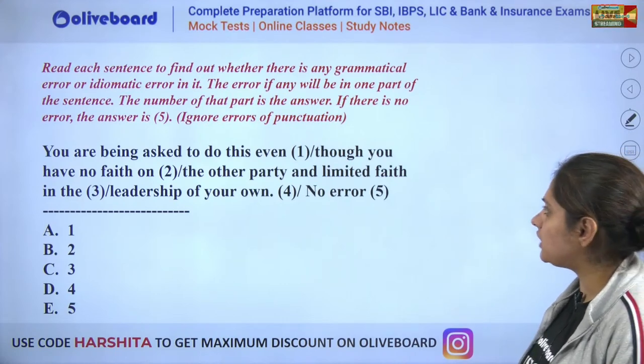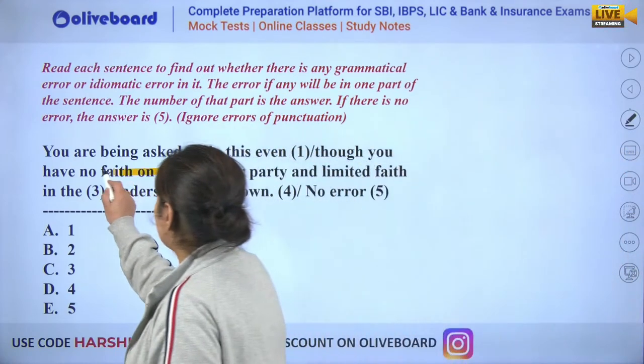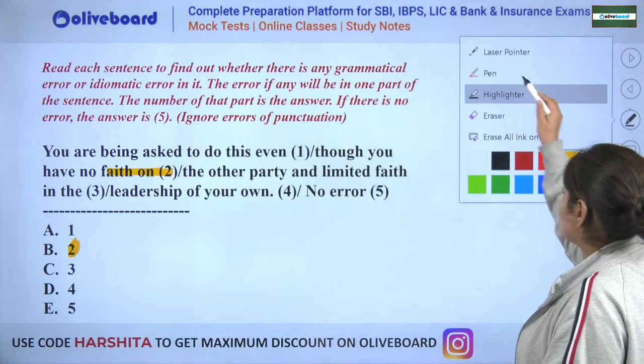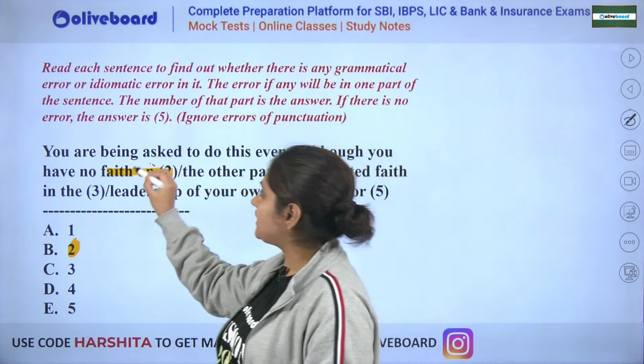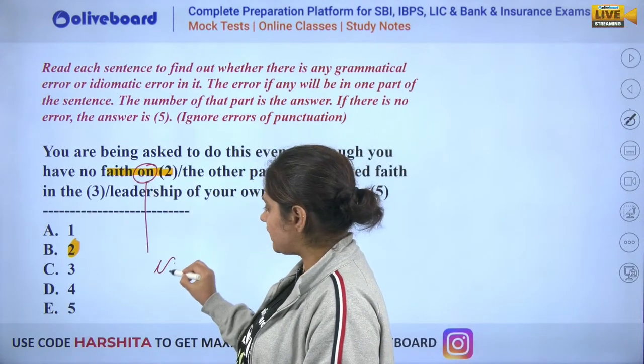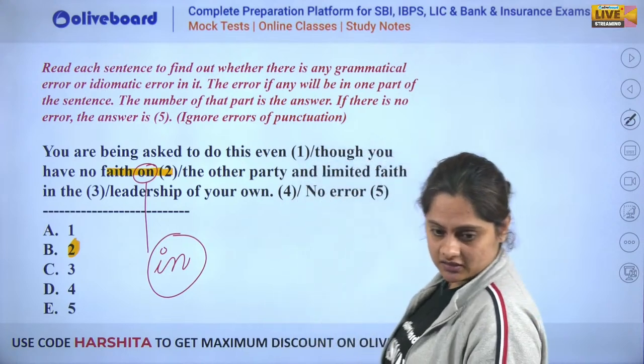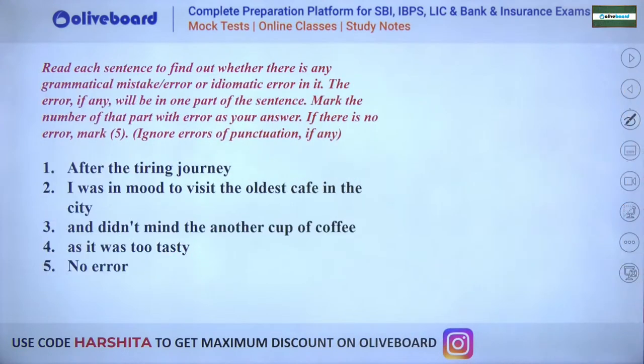Yes, very good, Prabhuda. You don't say faith on something. You always say faith in. So, it is like a preposition error, right? You have faith in something, not faith on. Faith in, correct? Preposition with the word faith we use is in. Excellent. Okay, second one.